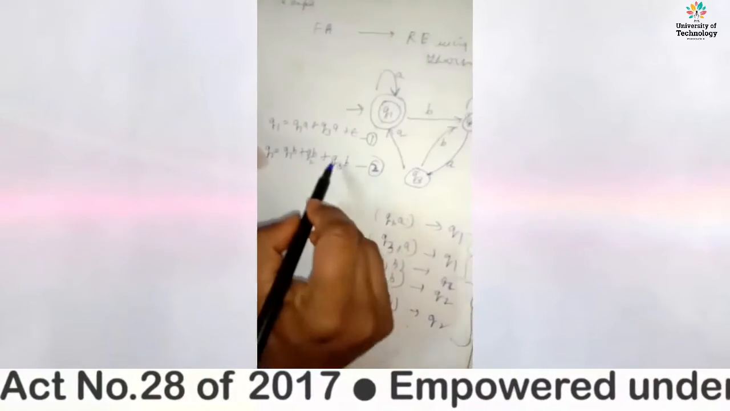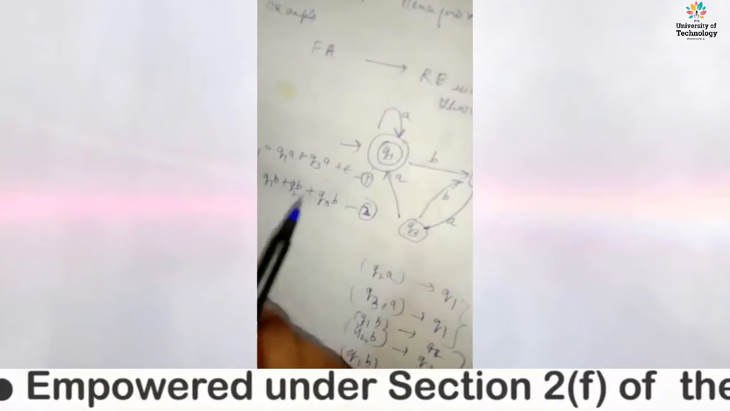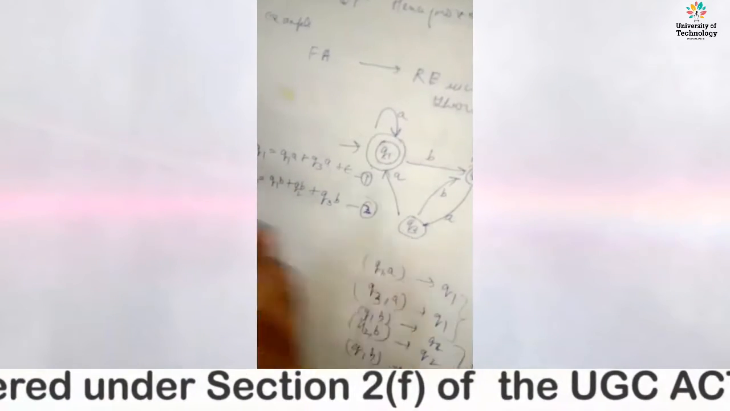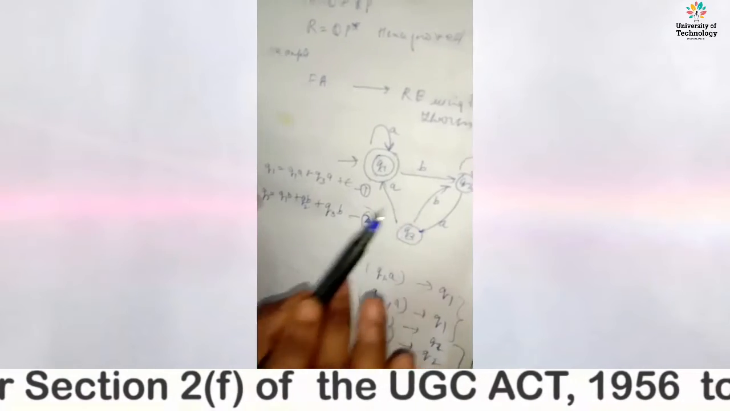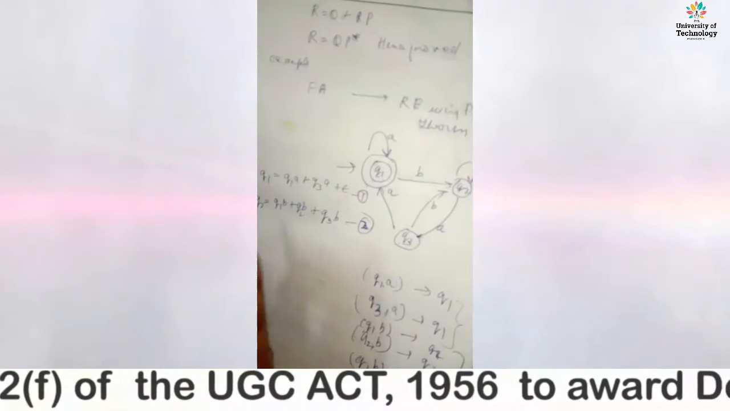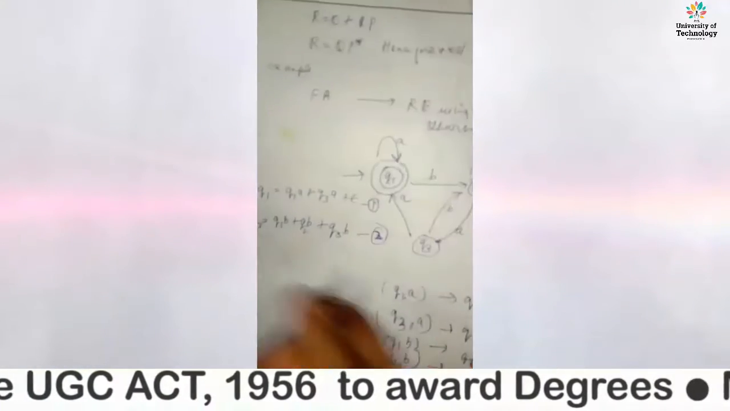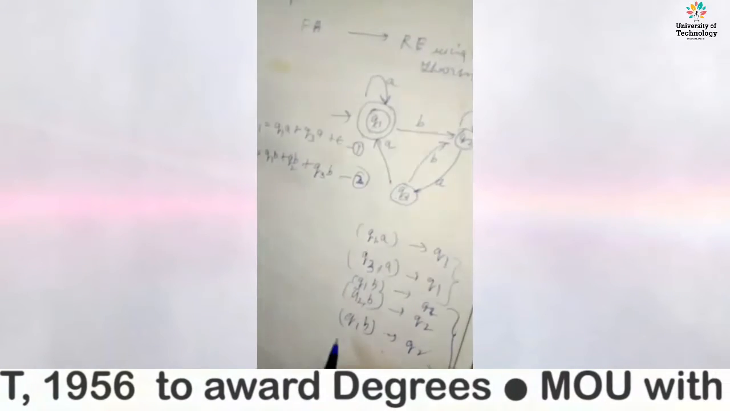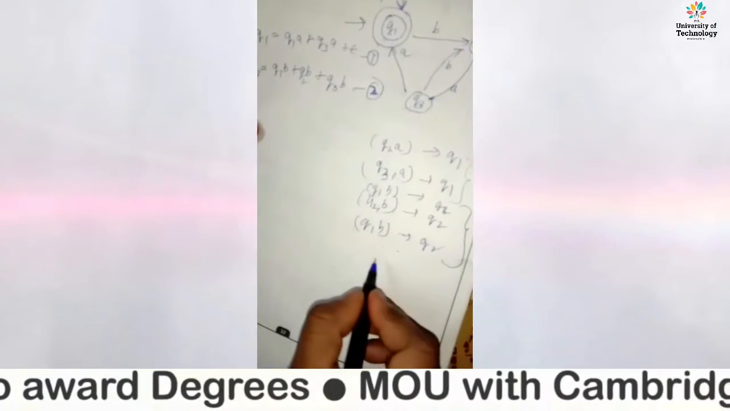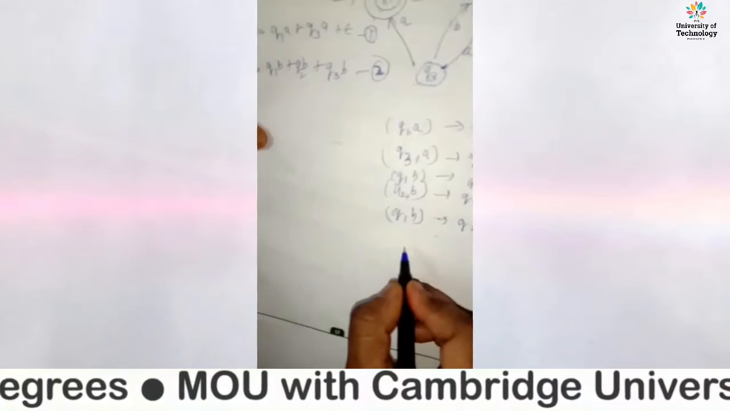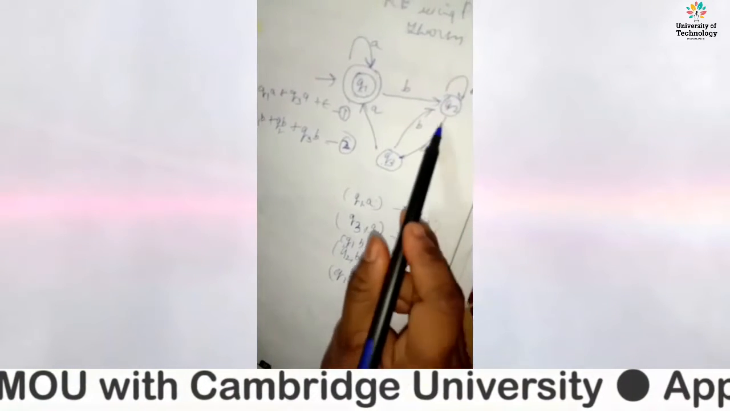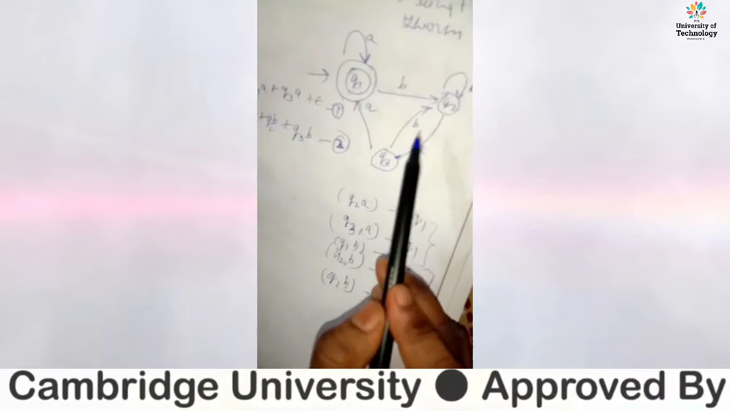Now the question arises, why are we not putting an epsilon here? We are not putting epsilon here because Q2 is not the initial state, so we are not going to write epsilon. These two lines are clear to you? Any confusion? No? Let's move further. Now we are going to find the possibilities by which you can reach state Q3. Is there any way by which you can reach Q3? Yes. What is that way?